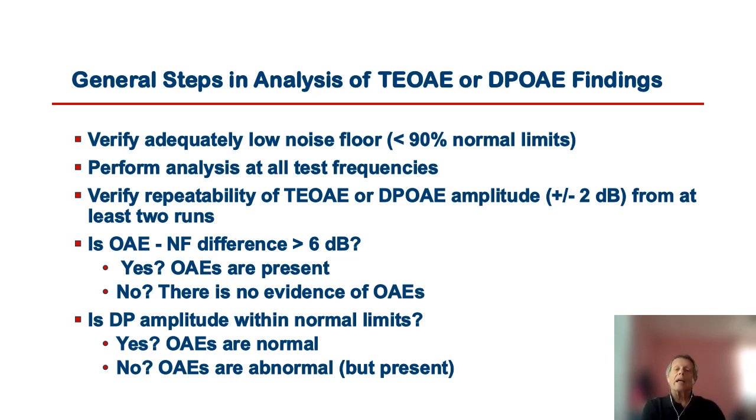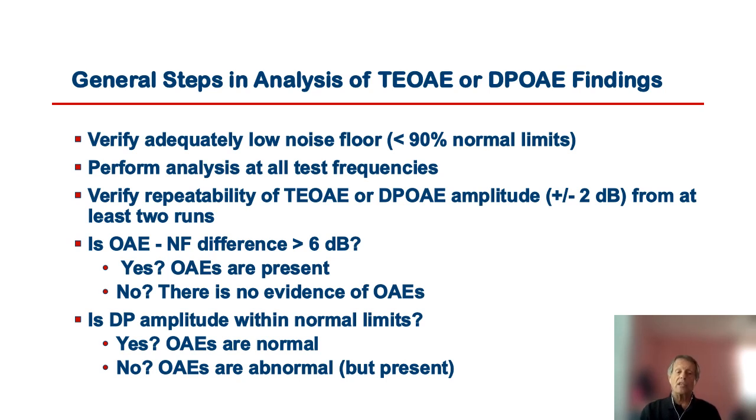So now we're ready to actually analyze the OAEs. The first question is, is there any OAE activity that's at least 6 dB above the noise floor? So the noise floor is adequately low, say minus 10 or lower. Is there any OAE activity that's at least 6 dB above that noise floor? If so, the OAEs are present. That doesn't mean they're normal, but at least there's some OAE activity. There are some hair cells, outer hair cells, functioning.